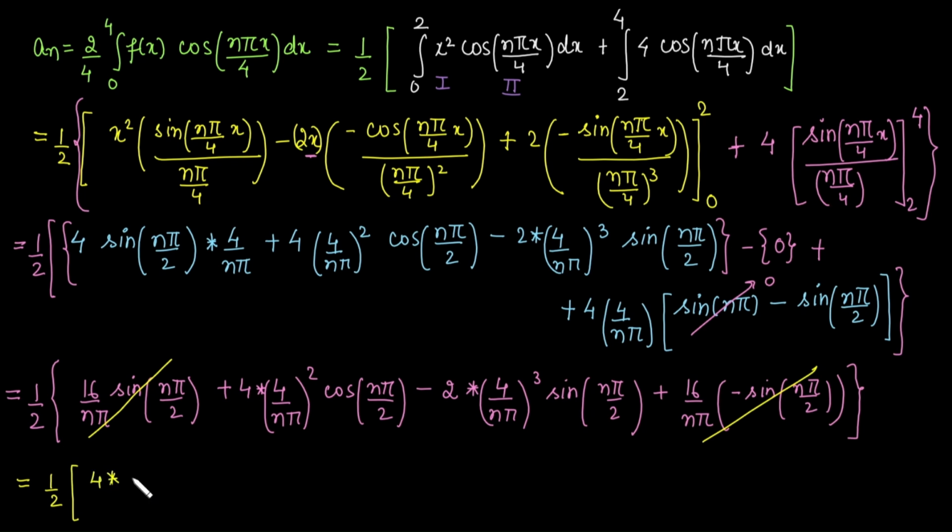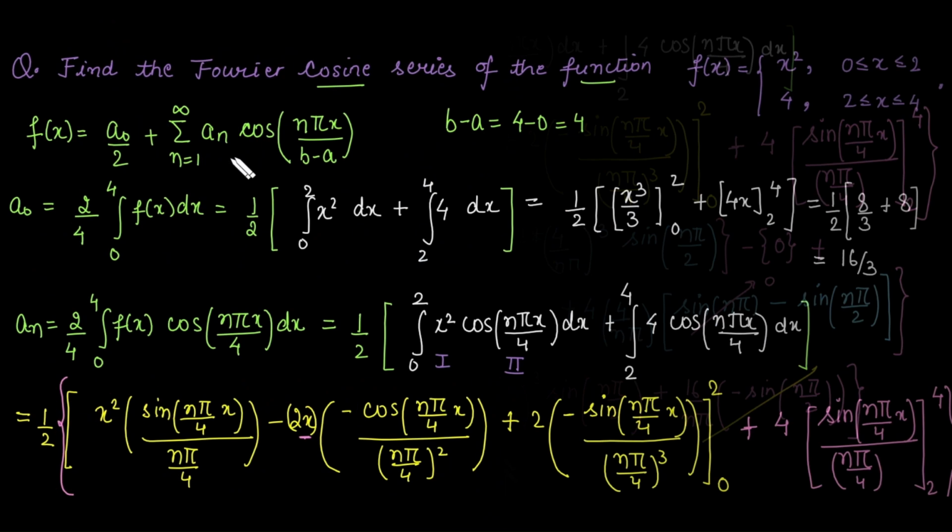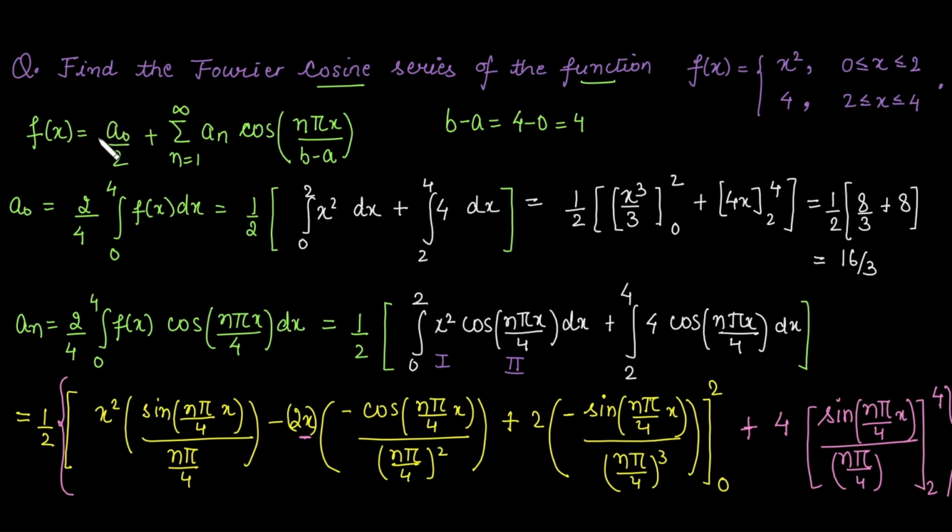4 into 4 by n pi square cos of n pi by 2, negative sine of 2 into 4 by n pi cube sine n pi by 2. Substitute this an into this Fourier series and substitute a0 is equal to 16 by 3. Then you have a final Fourier series for this function from 0 to 4.